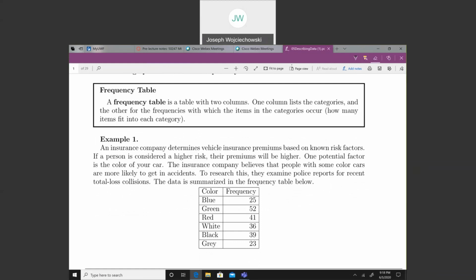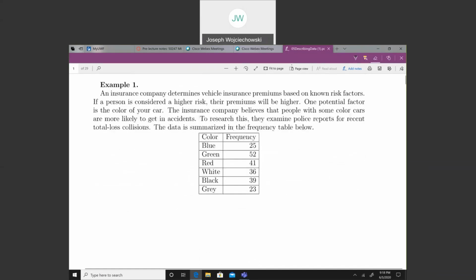So, an insurance company determines vehicle insurance premiums based on known risk factors. If a person is considered a higher risk, their premiums will be higher. One potential factor is the color of your car. The insurance company believes that people with some color cars are more likely to get into accidents. To research this, they examined police reports for recent total loss collisions. The data is summarized in the frequency table below.